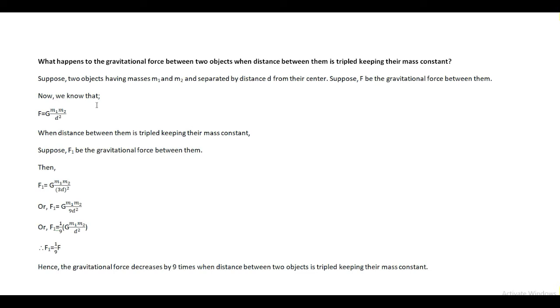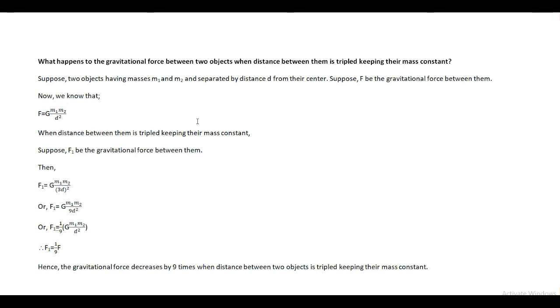First of all, suppose two objects having masses m1 and m2 are separated by distance d from their centers, and suppose F is the gravitational force between them. Then we know the formula of the gravitational force. It is F equals G m1 m2 by d squared.